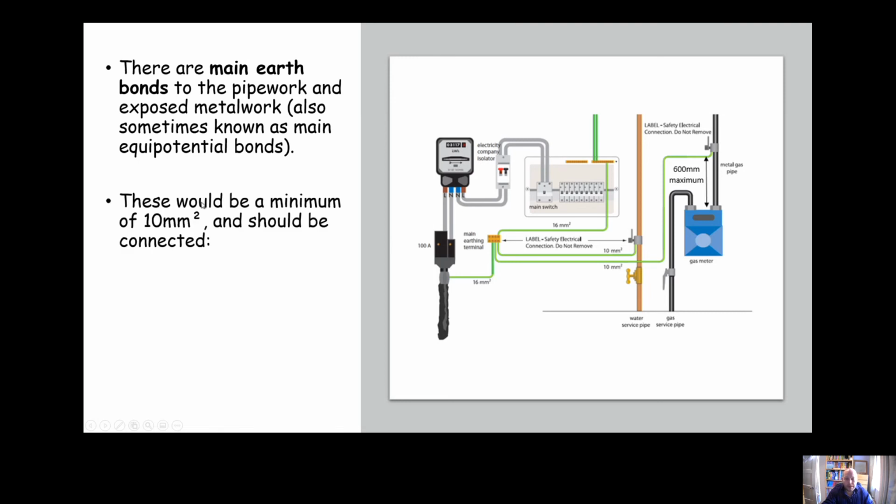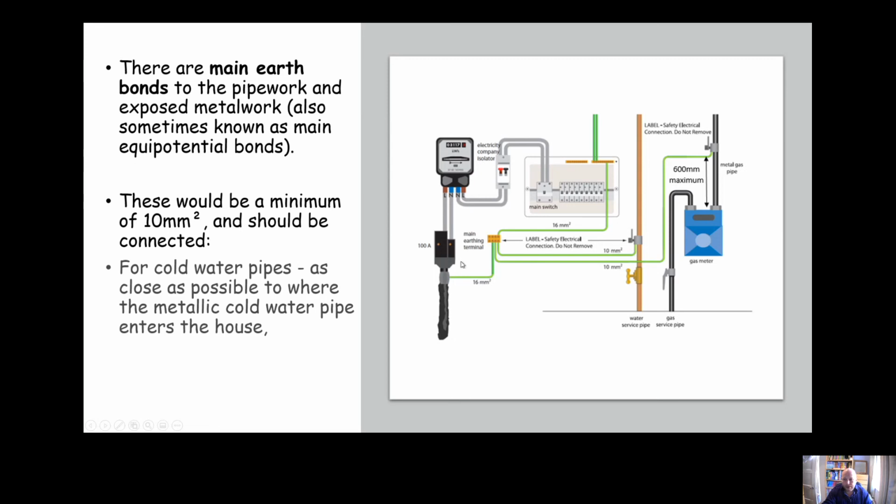And these would be a minimum of 10 mil. Okay, the connection to our cold water main would be done with 10 mil cable as close as possible to where the pipework enters the house. And again, 10 mil cable should go to our gas pipe, which would be connected within 600 millimeters of the gas meter.